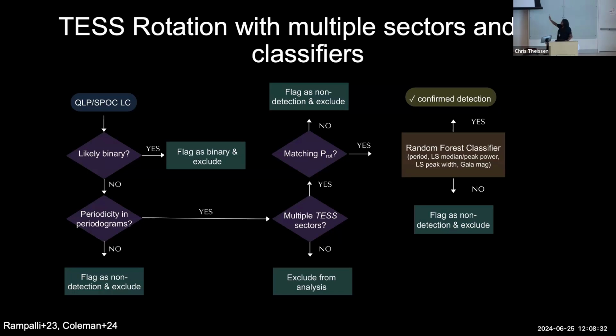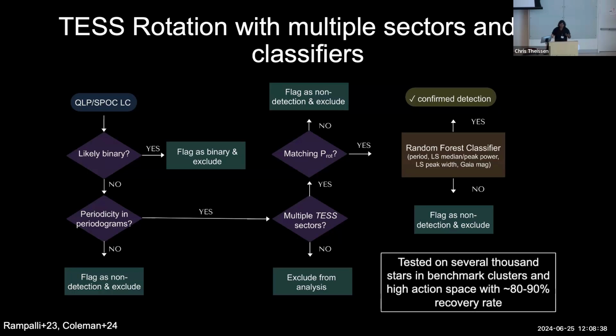So I've just thrown this up here. I won't walk through it, but if anyone has any questions, let me know. Rest assured, we've tested this pipeline on a number of stars in benchmark clusters, as well as stars in high action space, and we get about an 80 to 90% recovery rate. So things are looking pretty good.